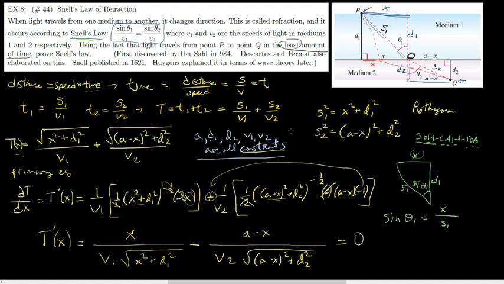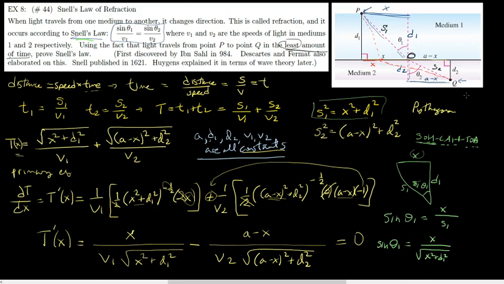But remember what S1 is. S1 is, well, this is S1 squared. S1 is the square root of x squared plus d1 squared. So sine of theta 1 is x divided by the square root of x squared plus d1 squared. Okay, let's hang on to this thought for a minute.